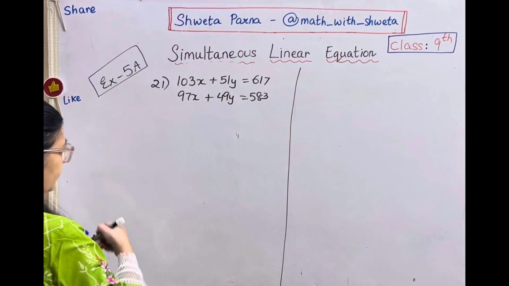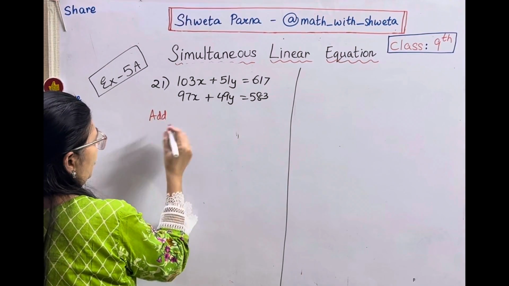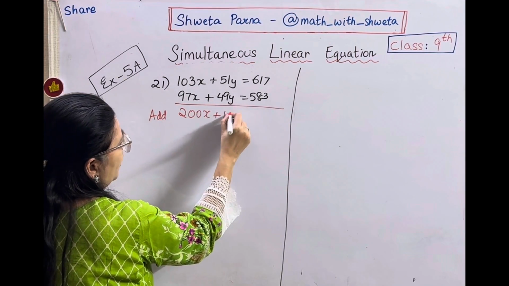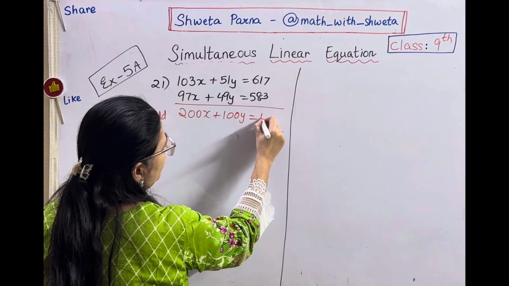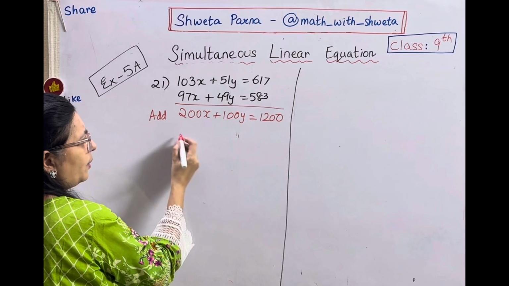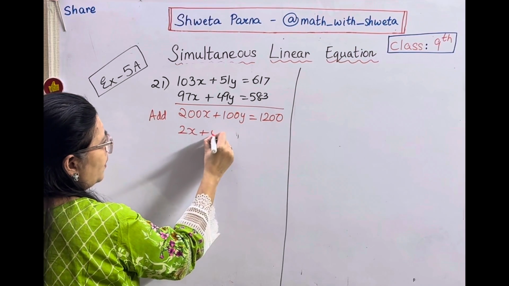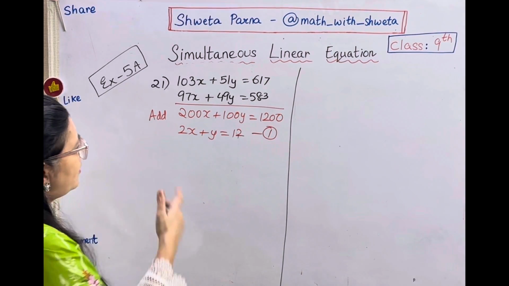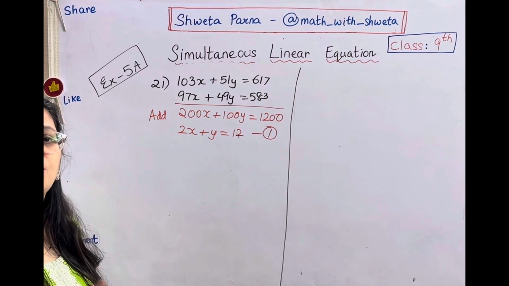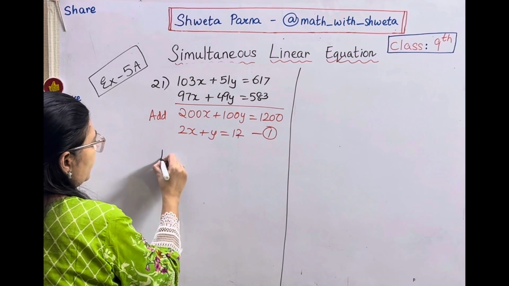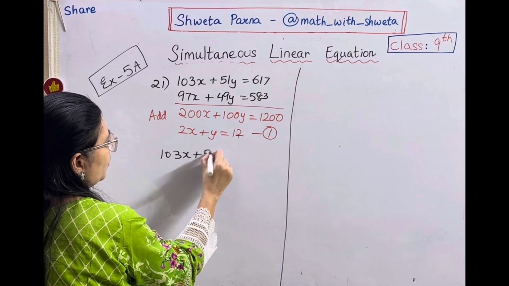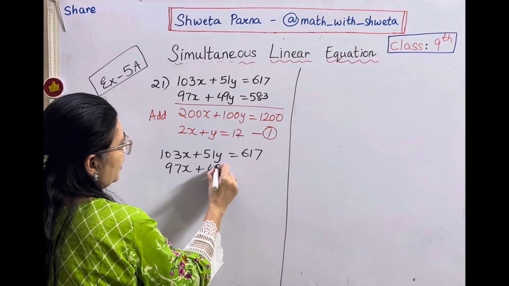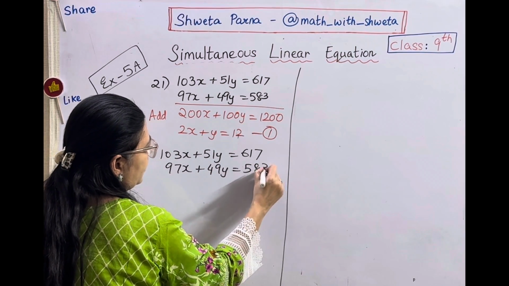Say when I'm adding both the equations, what value will I get after adding? This will become 200x plus 100y is equal to 1200. Now divide by 100, so this would be 2x plus y is equal to 12. See, now you got a simplified equation, right? Same way, using these two equations only, you will subtract also. 103x plus 51y is equal to 617. 97x plus 49y is equal to 583.